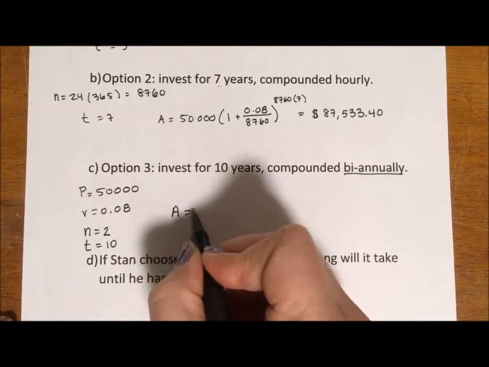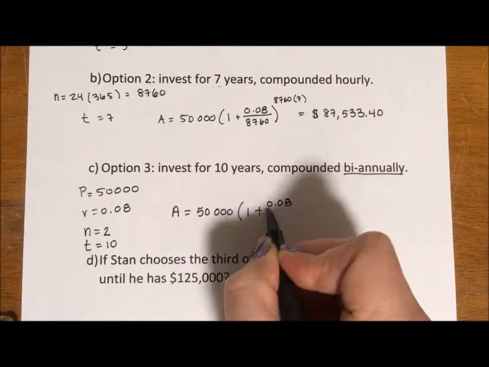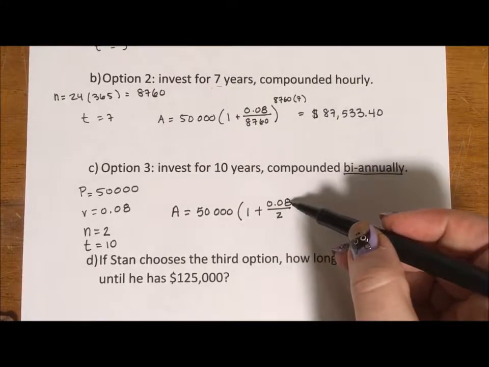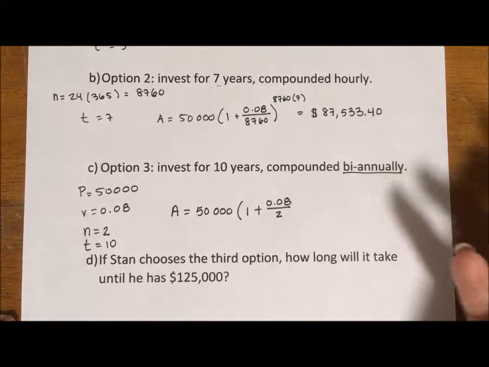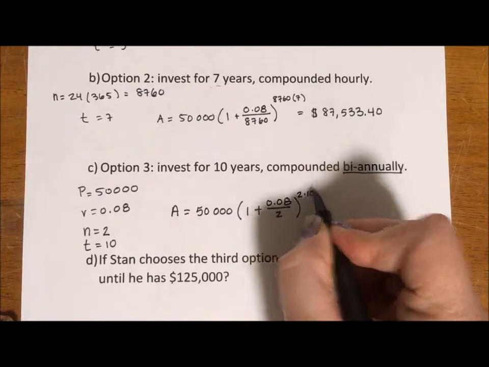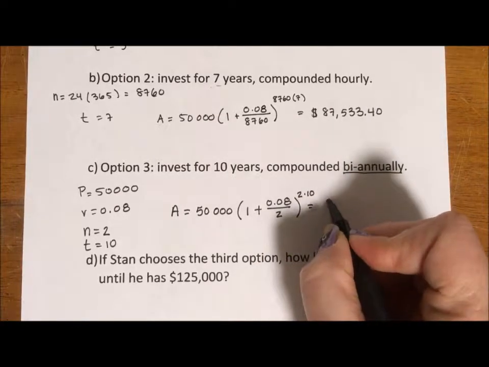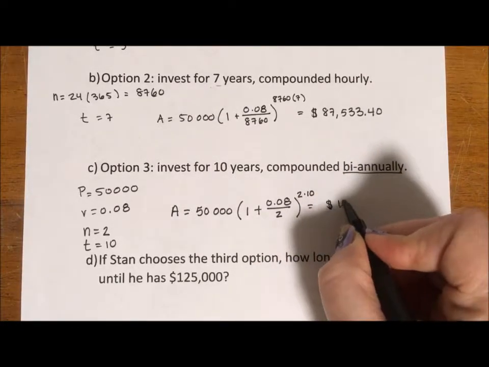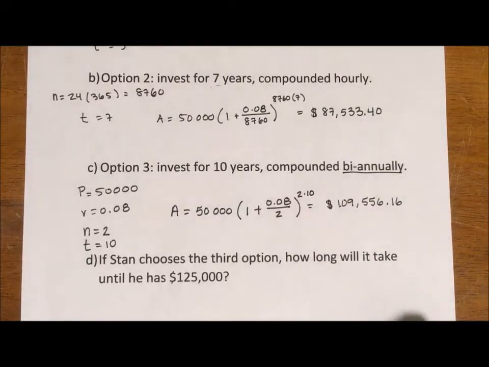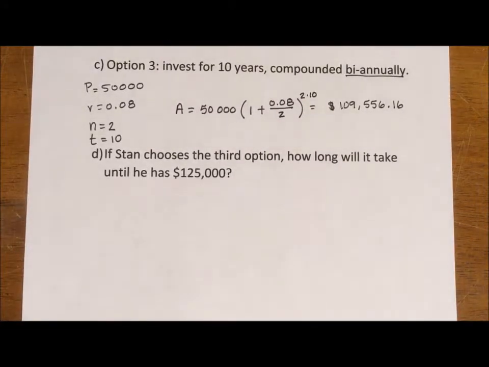So we start with $50,000. We have 1 plus 0.08 divided by 2. We could actually calculate that number out. Instead of 8% a year, it's 4% every 6 months. Which means if it's every 6 months for 10 years, it's 2 times a year for 10 years. It makes sense. It's going to be done 20 times. At the end of 10 years, Stan has $109,556.16. Yay.